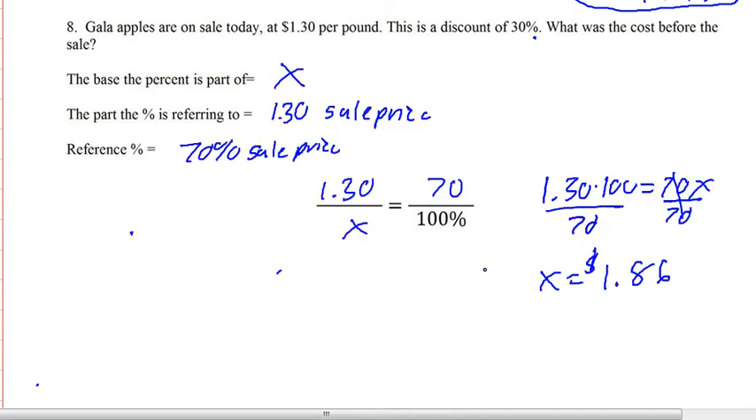Alright, so $1.30 represents the sale price, which means we need the percentage that represents the sale price. So if we take 100 minus 30, you get 70. And that's what we have to use. Do a little cross multiplying and you get $1.86. And that's percent decrease. All we have left now is percent increase, and so that's the next video.